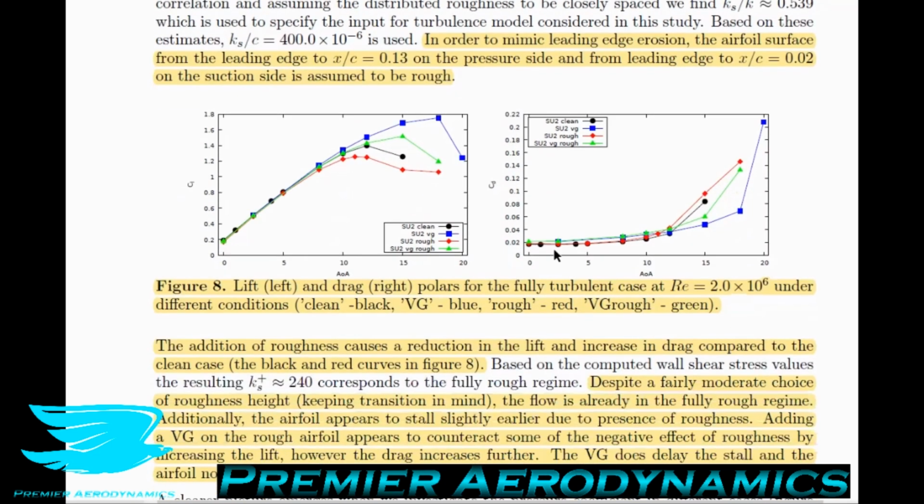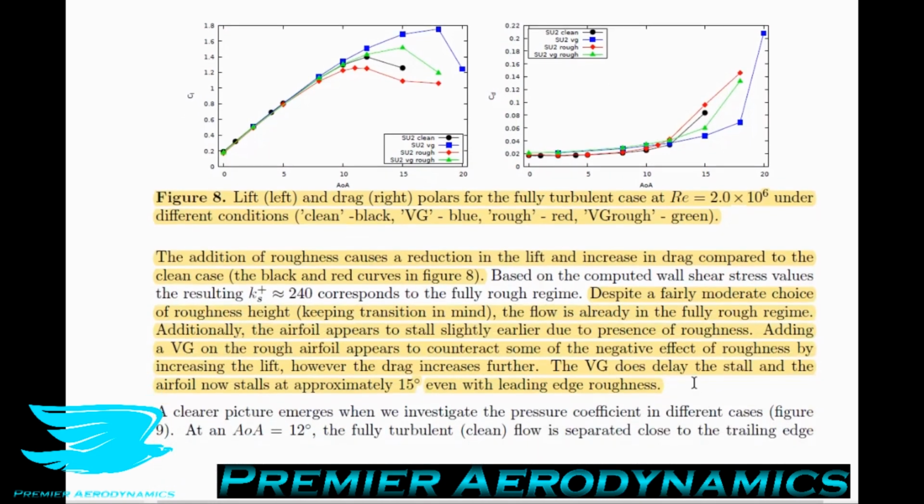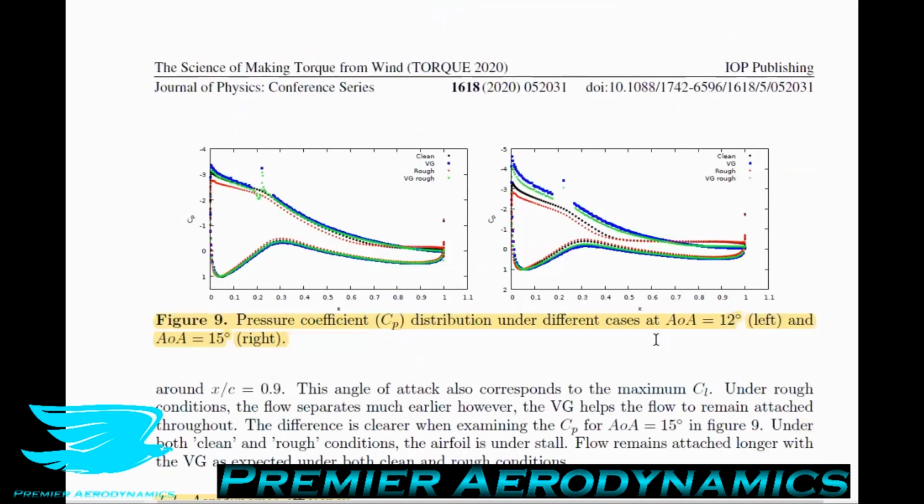So despite a fairly moderate choice of roughness height, the flow is already in the fully rough regime. Additionally, the airfoil appears to stall slightly earlier due to the presence of roughness. Adding a vortex generator on the rough airfoil appears to counteract some of the negative effects of the roughness by increasing the lift. However, the drag also increases. That's to be expected. If they used micro vortex generators, I'm not sure how that would go. I reckon it would be better because you wouldn't get that increase in the drag, but I think it would still have just as good an effect on delaying stall. So that's something to look into. They say the vortex generators do delay the stall, and therefore it now stalls at 15 degrees, even with leading edge roughness, compared to 12 degrees for the clean case.